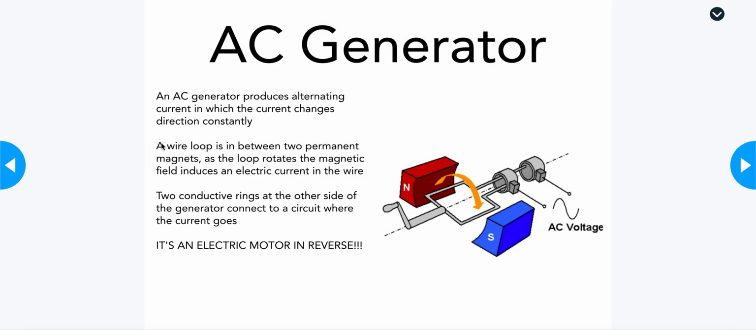And so, as we said, that's kind of what's happening. The two conductive rings connect to a circuit. And so basically what happens is you rotate this, and the wire moves between the magnets, and it's rotating. And so it's in constant motion between the magnets. And because it is in constant motion here, that is going to cause the electrons to begin to move.